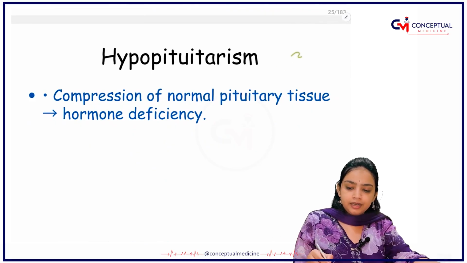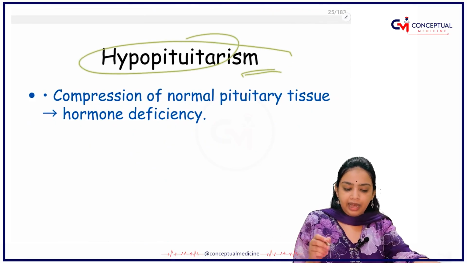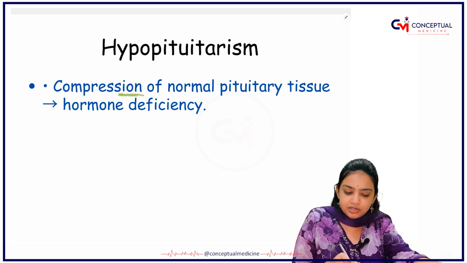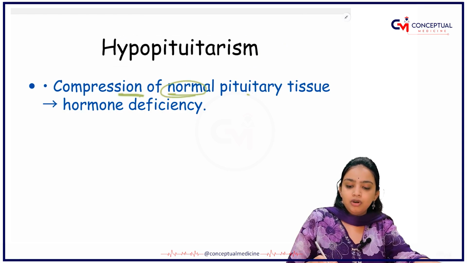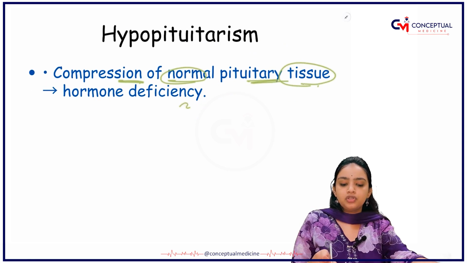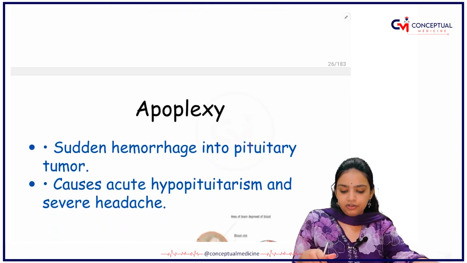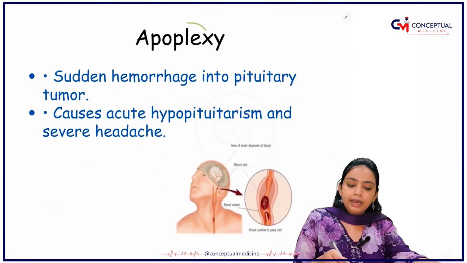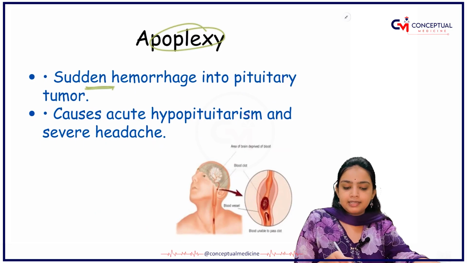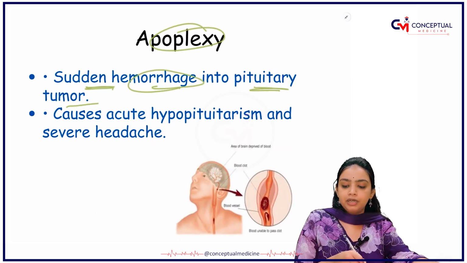Next that we will be studying is hypopituitarism. What happens here is there is compression of normal pituitary tissue which leads to a hormonal deficiency. If I talk about apoplexy, then in apoplexy there is sudden hemorrhage into the pituitary tumor.